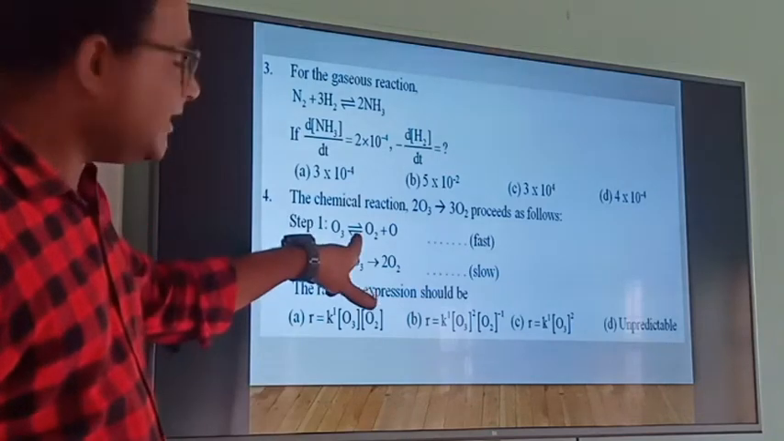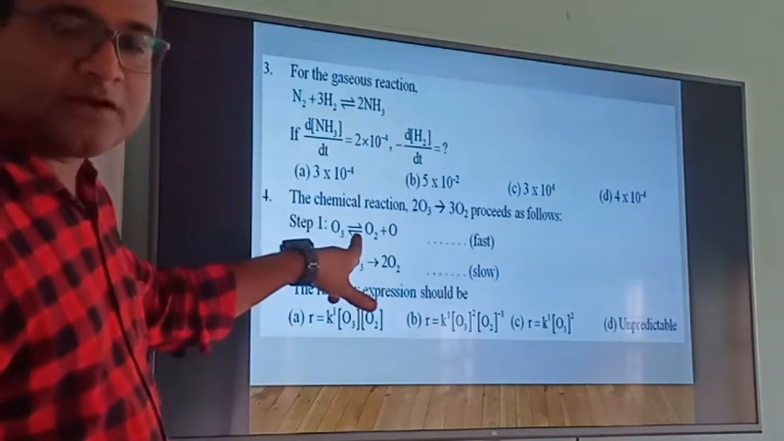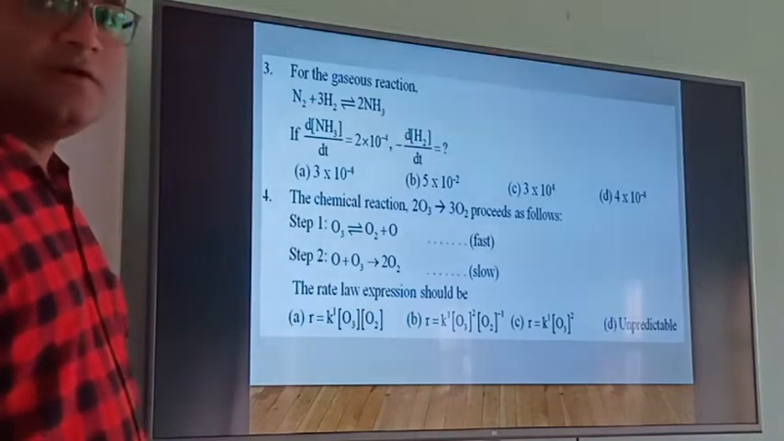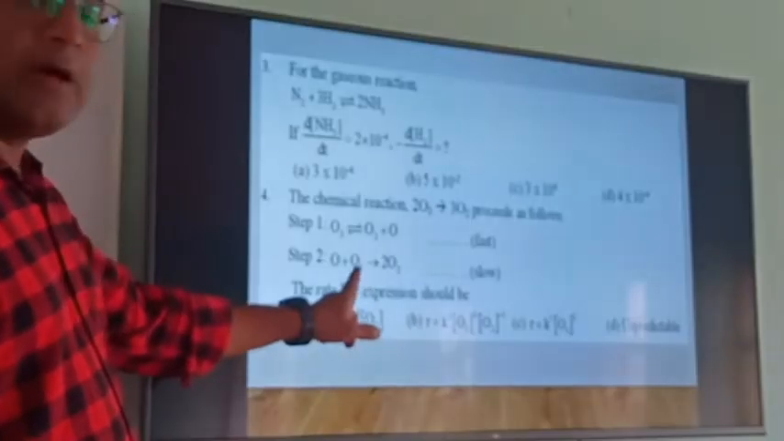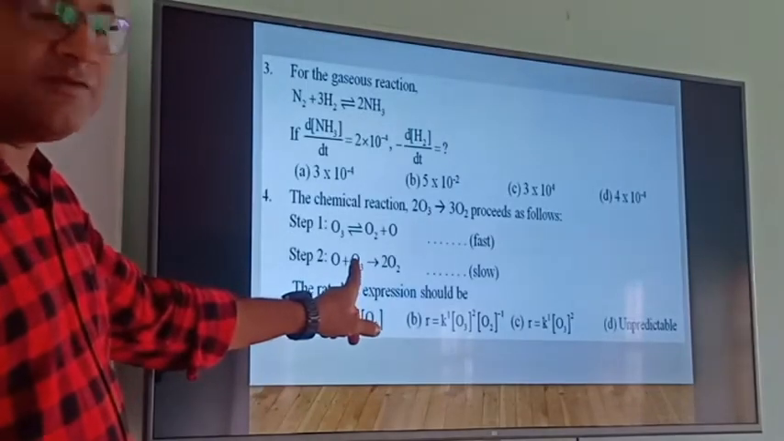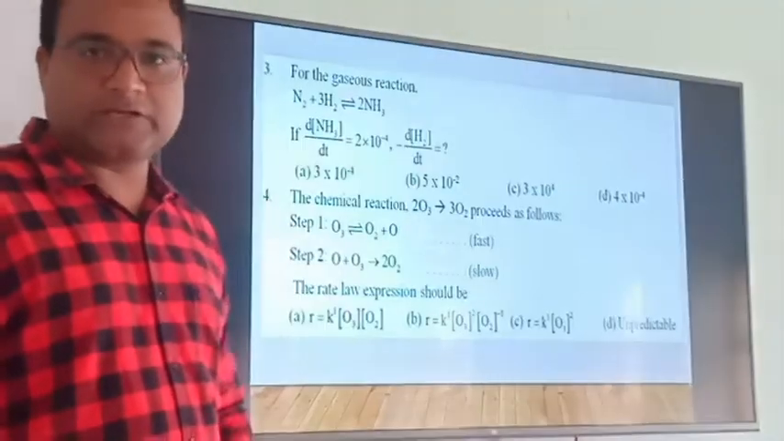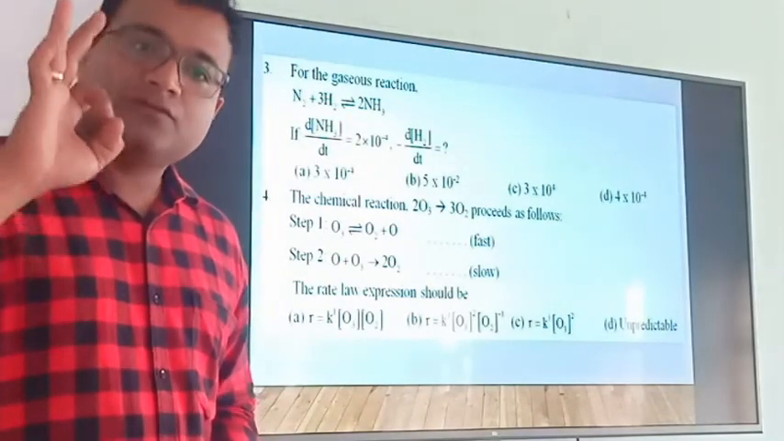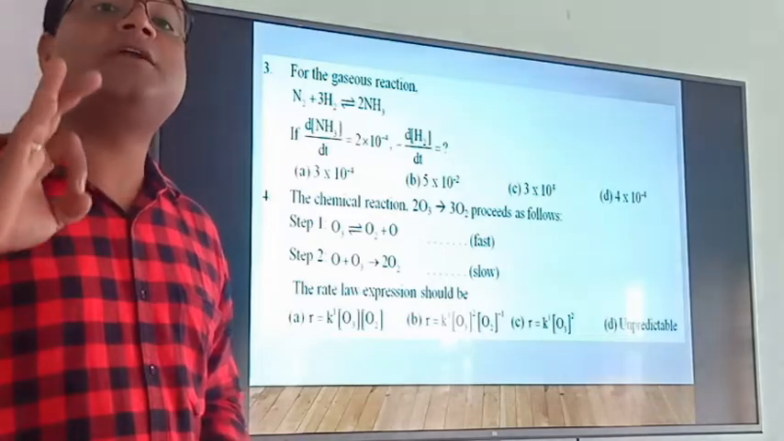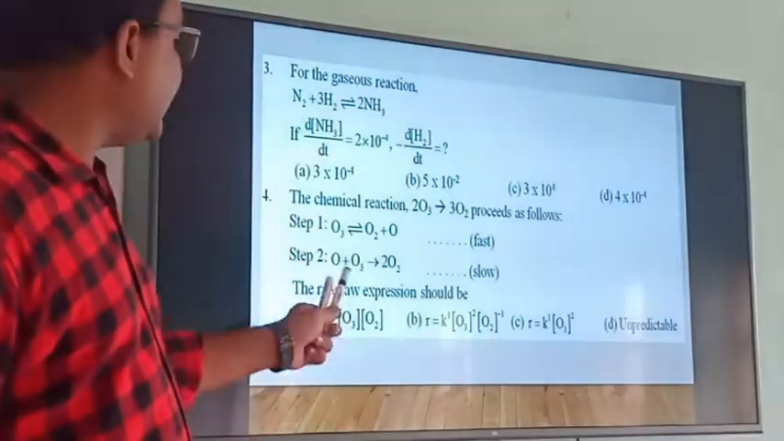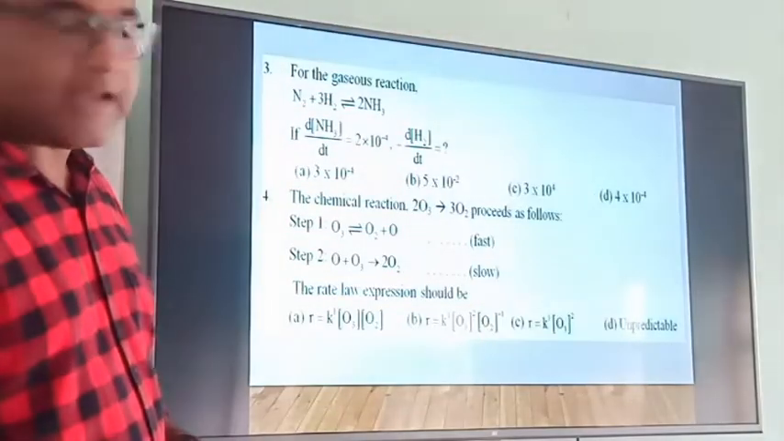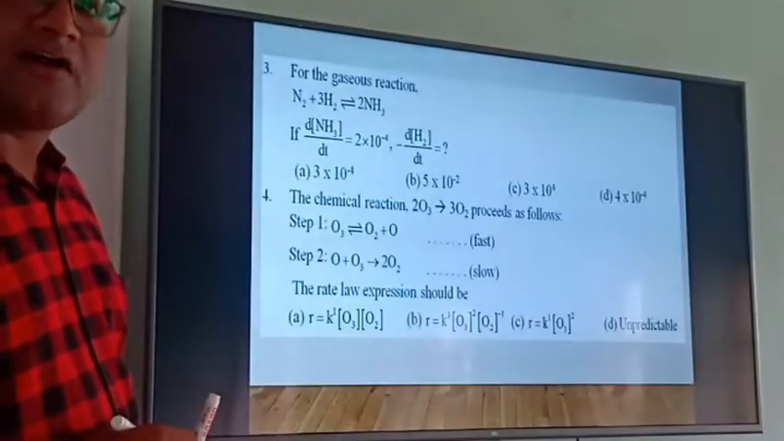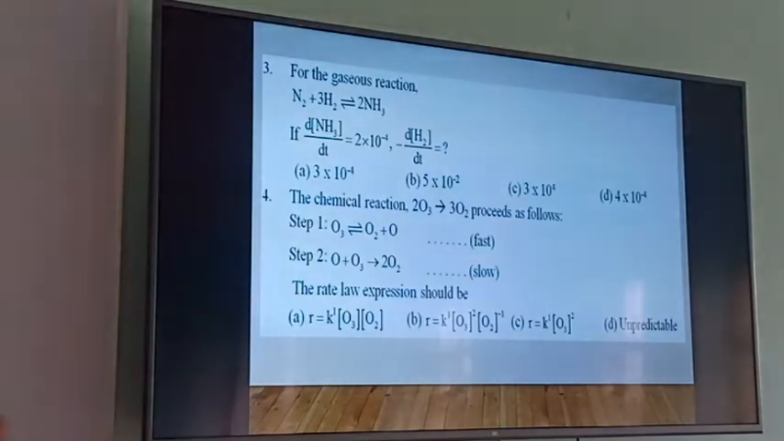Now it is indicating equilibrium here, so we will apply the law of mass action to this particular fastest reaction, and we will apply the rate law for the second equation. Why? Because it is the slow reaction. For the fast reaction, we cannot apply the rate law. Only the slowest reaction is the rate determining step. So for the second reaction you can apply the rate law, and for the first reaction we apply the equilibrium constant. That is the law of mass action. So look at this.